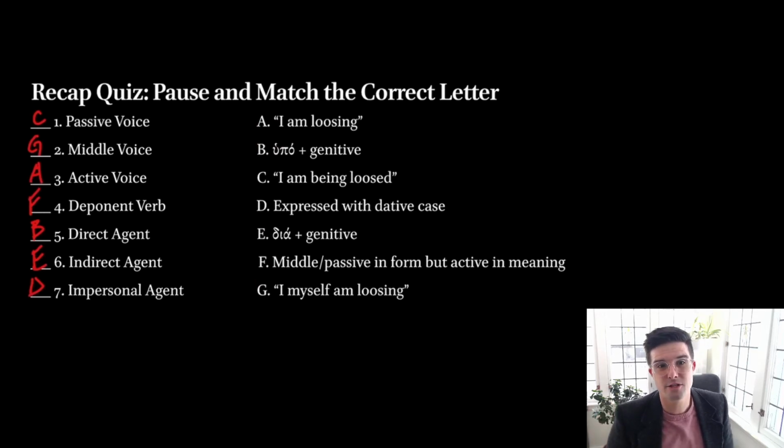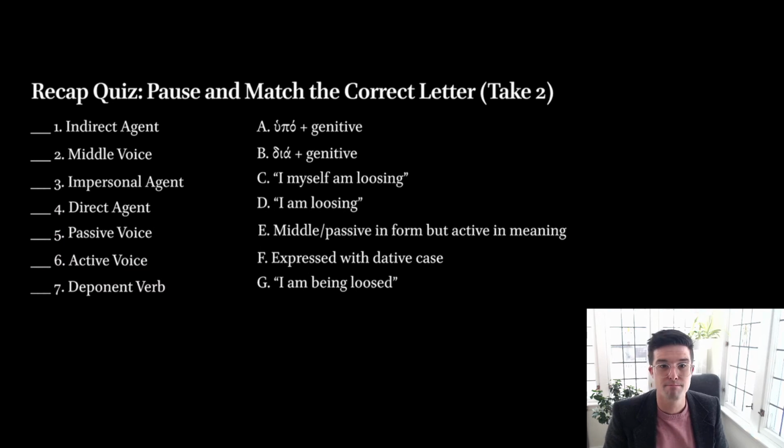So your answers should look something like this. We have C, G, A, F, B, E, D. Once again, if you've got these all right, let's go ahead and high five. Boom. And if you didn't get them right, that's okay. We're going to mix them up and do it one more time. Same exact questions, just in a little bit different order. Repetition helps us remember things, helps us learn things. So once again, pause the video here and go ahead and fill out our recap quiz on your whiteboard while I put the answers in myself.